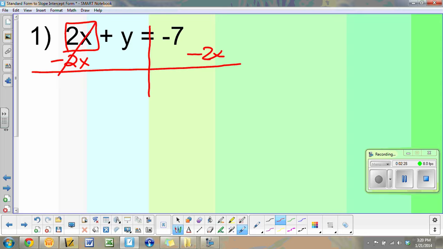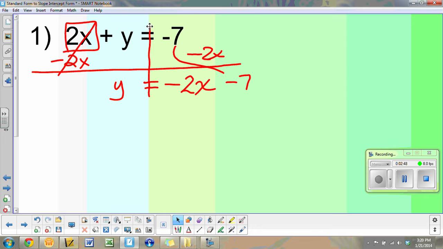So then it will eliminate here, and I'll have y equals. And I want my x variable to be first, so I'm going to go ahead and write that down first, and then bring this negative 7 down. Now I can't combine those. Those aren't like terms. One of them is an x, and one of them is a constant, so I can't combine them. That's all I can do. So if I wanted to identify my slope, then it would be negative 2, and my intercept would be negative 7.